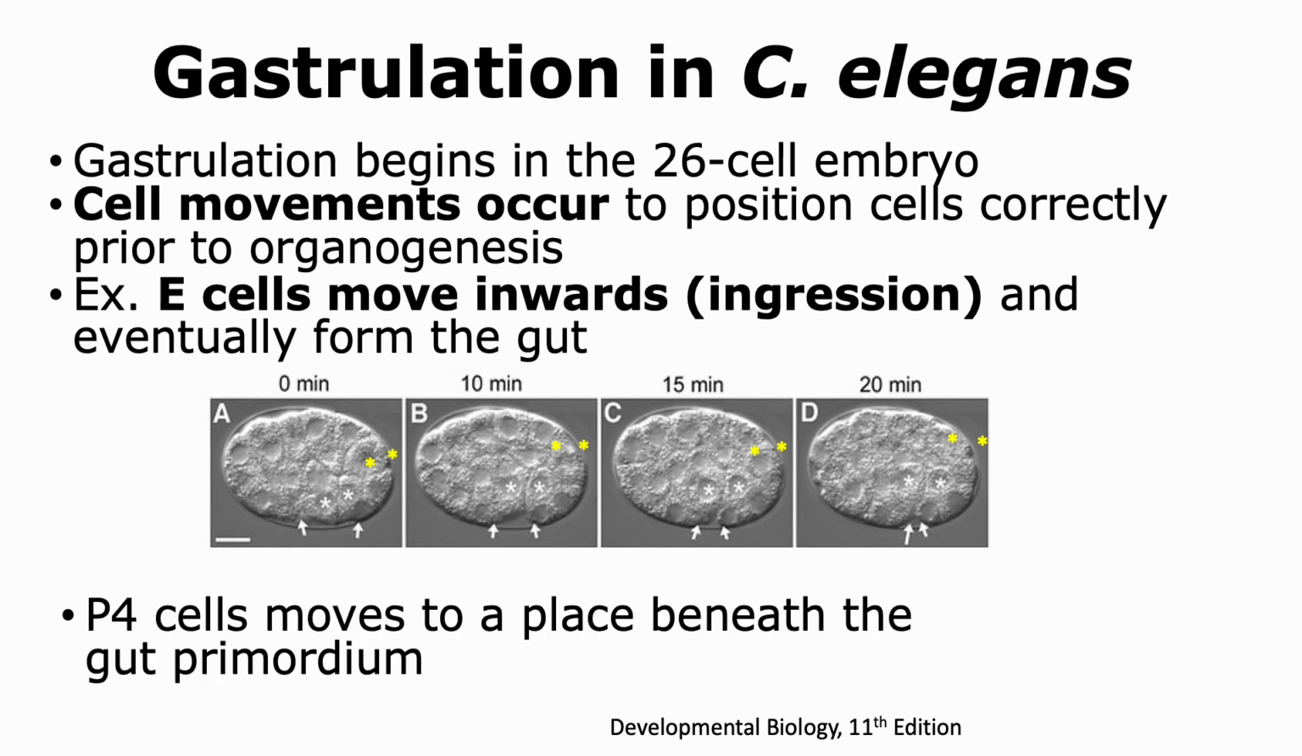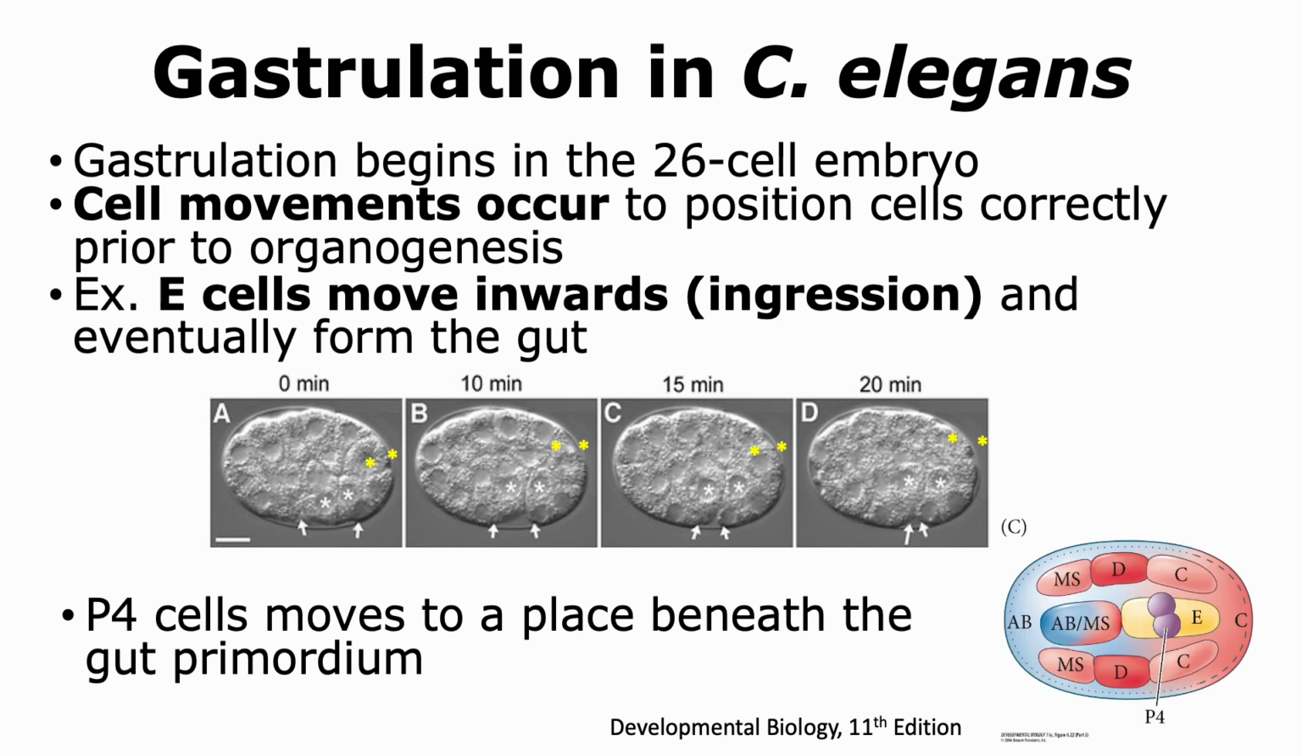Another event that can happen is the migration of the P4 cell to a place that is beneath the gut primordium. So if we look at the figure that is shown here, we can see that the E cells, which are the cells that I had just talked about, are actually now present towards the middle of the embryo. And when we look at the P4 cell, the P4 cell also moves in such a way that it is right beneath that gut primordium that's formed by the E cells.